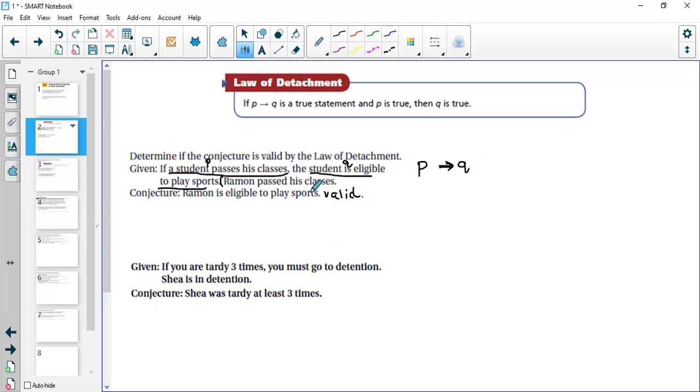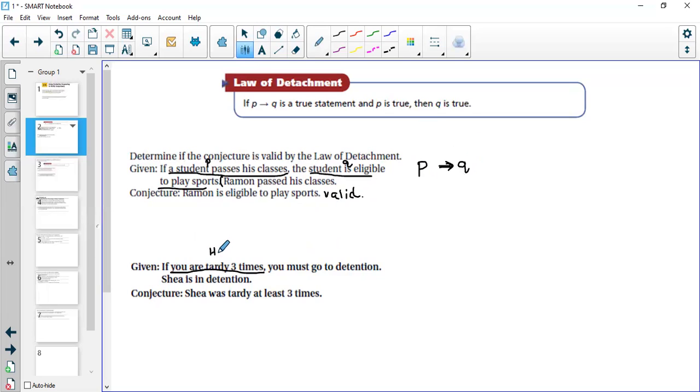Okay. Now let's go to another example. If you are tardy 3 times, that is, if you are late 3 times, you must go to detention. Okay, so Shia is in detention. So what is the hypothesis? The hypothesis is: if you are tardy 3 times.